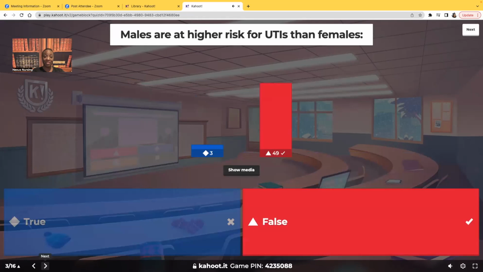Very good. False. Females are at higher risk for urinary tract infections, and it has a lot to do with the anatomy of the female urinary tract organs. They're a lot shorter. So guess what? There's a smaller distance that the pathogens have to travel to get to the bladder. So women are at higher risk for UTIs than men, much higher.